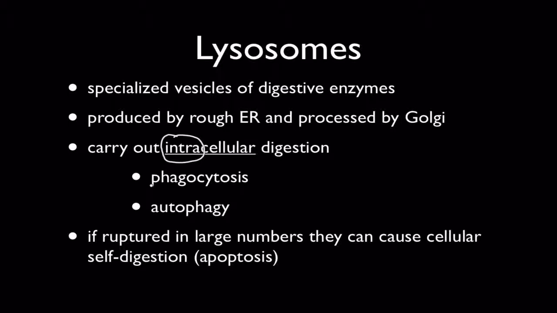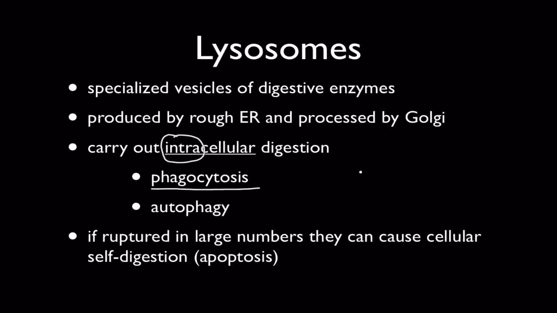Now, a special type of endocytosis is phagocytosis, or cellular eating. That's when a cell surrounds a food particle or a bacteria and makes what is called a food vacuole, then fuses this food vacuole with lysosomes so that the digestive enzymes can get at the food that's trapped inside the food vacuole and digest it.